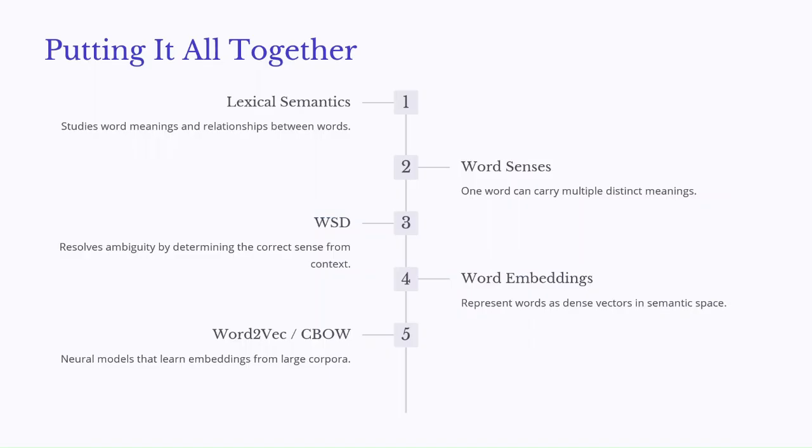So putting it all together, first we saw lexical semantics, which studies words, meanings, and relationships between words. And word senses: if one word can carry multiple distinct meanings, then those are word senses. And we saw WSD, which resolves ambiguity by determining the correct sense from the context. Then word embeddings, which represent words as dense vectors in semantic space. Then we saw the word2vec algorithm, where it uses either CBOW or skipgram. It is a neural model that learns embeddings from a large corpus. That is what we have seen.